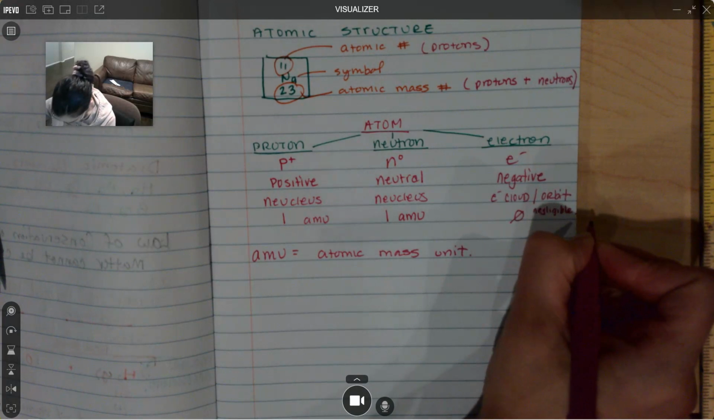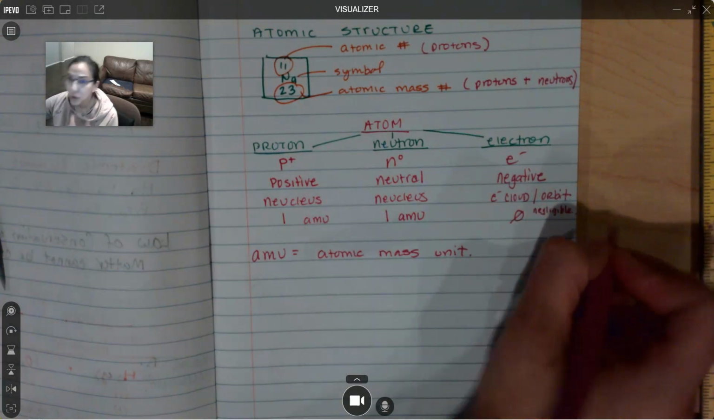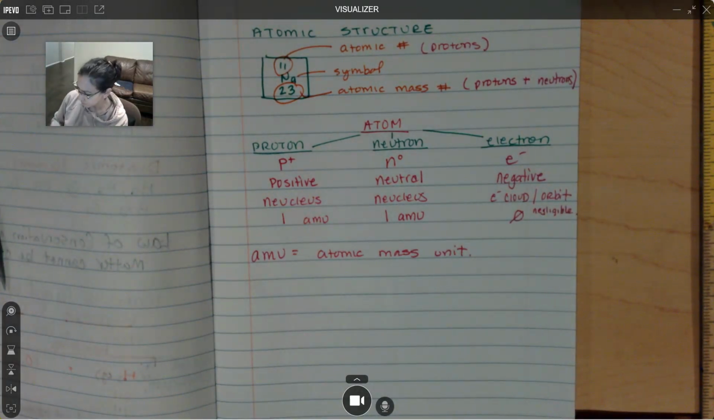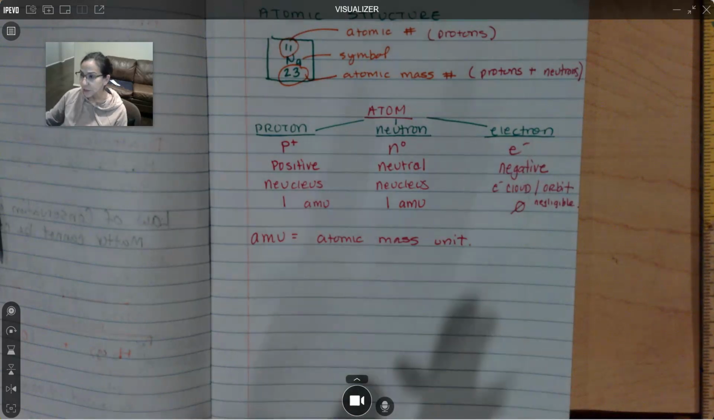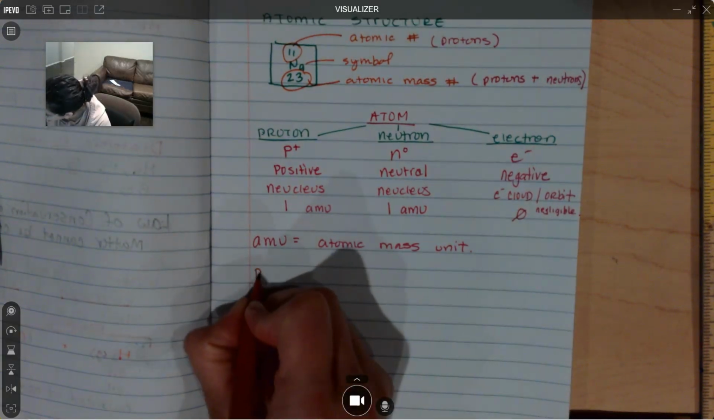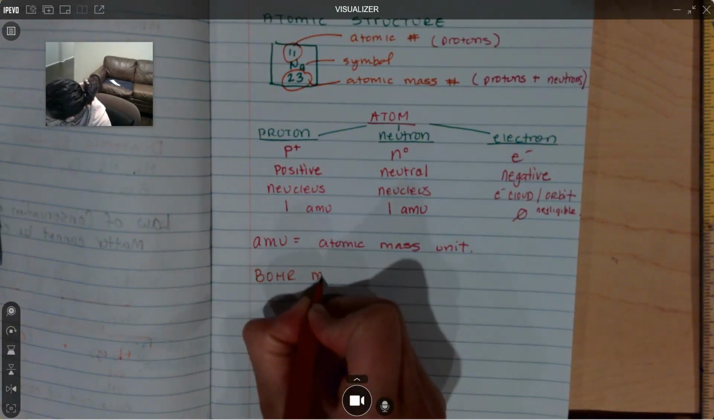Negligible. Okay, so we actually don't know what the mass is for it. We're going to use this information to create a Bohr model.